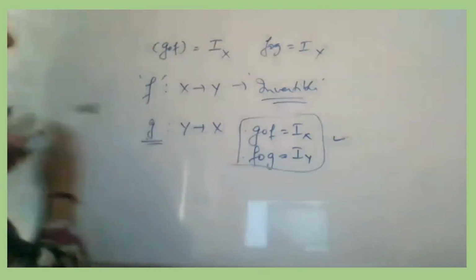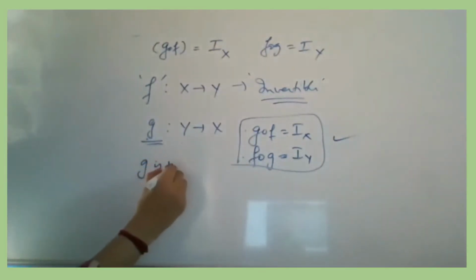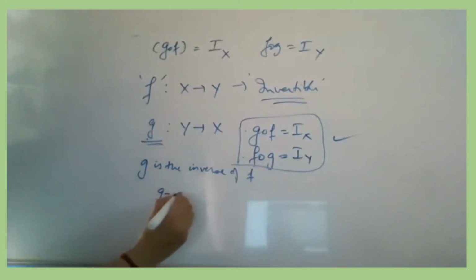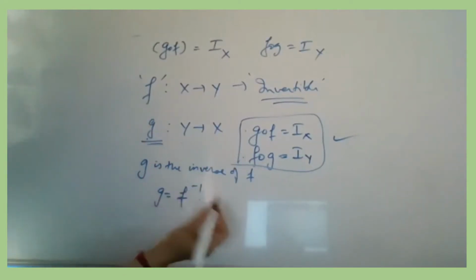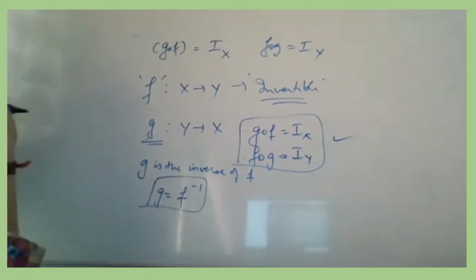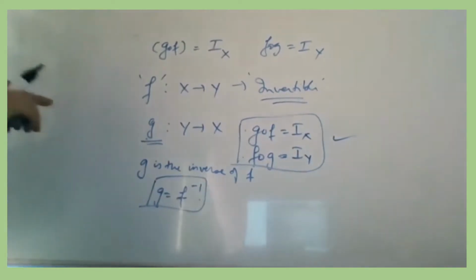Then we will say that g is the inverse of f. We say that g is acting as the inverse of f, and we will denote this g as f raised to -1, just like you did in matrices, A raised to -1. Same, g is equal to f inverse. This is the definition. Okay. Is this clear?